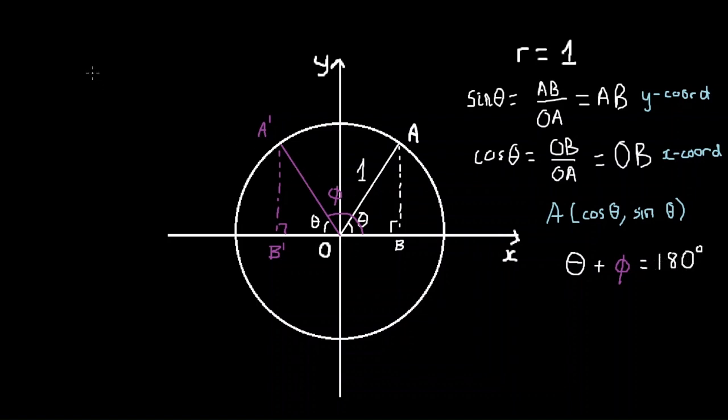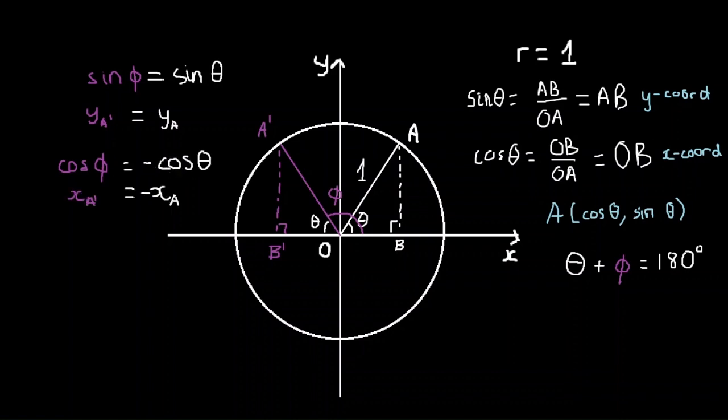Now, sine of phi is equal to sine of theta because the points A dash and A have the same y coordinates. But cos of phi, although equal to cos of theta in magnitude, is not equal to cos theta. This is because the point B dash is on the negative x-axis, while B is on the positive x-axis. Therefore, cos of theta would be equal to the negative of cos of phi.